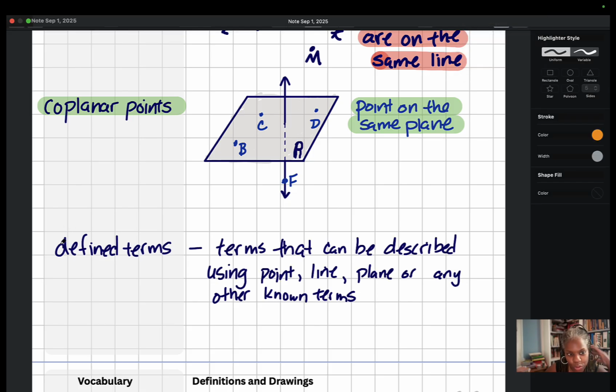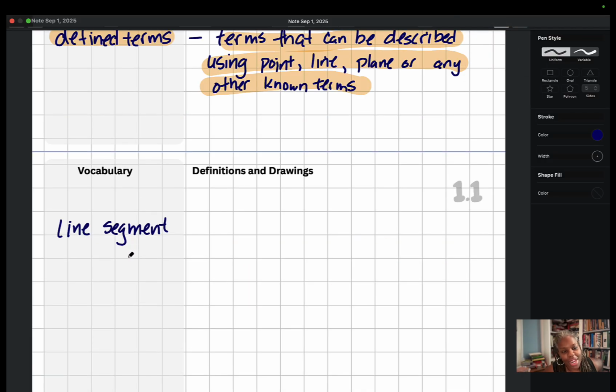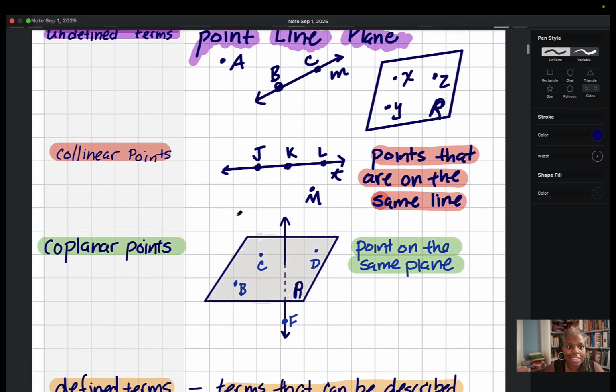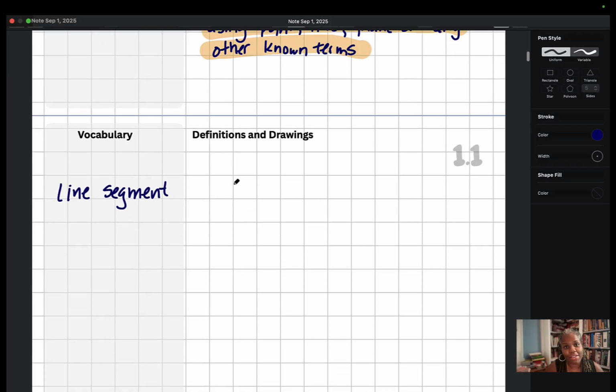So for our purposes, we'll say that defined terms are terms that can be described using point, line, plane, or any other known terms. And that's pretty much everything we're going to be discussing after this point in geometry. So our next term is line segment, and as you'll see, guys, I'm on the next page of my notes because I'm writing fairly large. You don't have to be, don't feel like you have to use up all the note pages, but I'm on to my second page, and my word is line segment. We remember what a line is. A line is a collection of points in a straight line that goes on in either direction forever and ever.